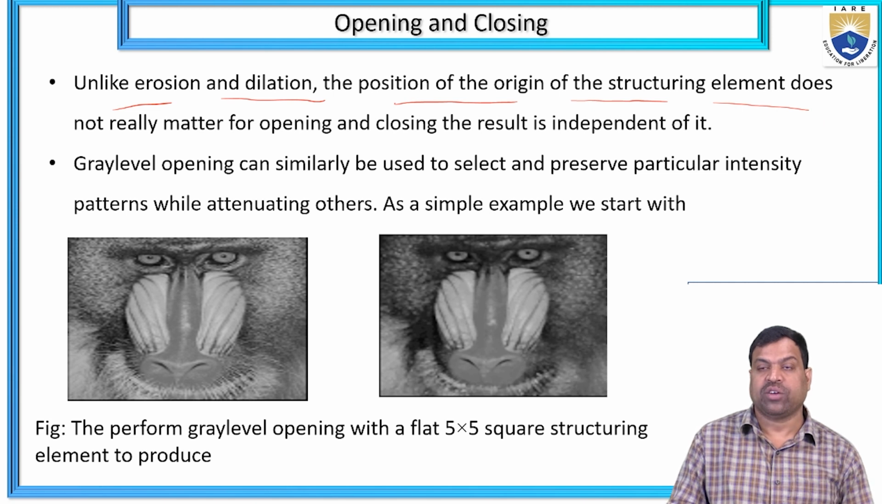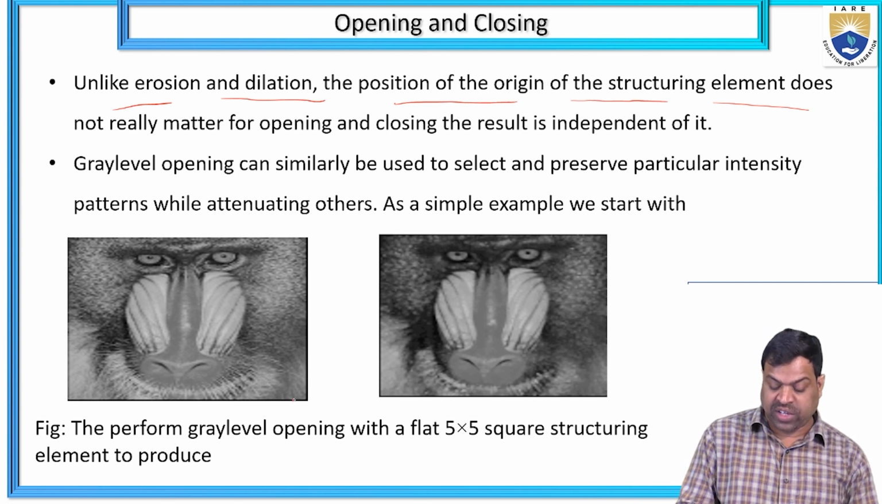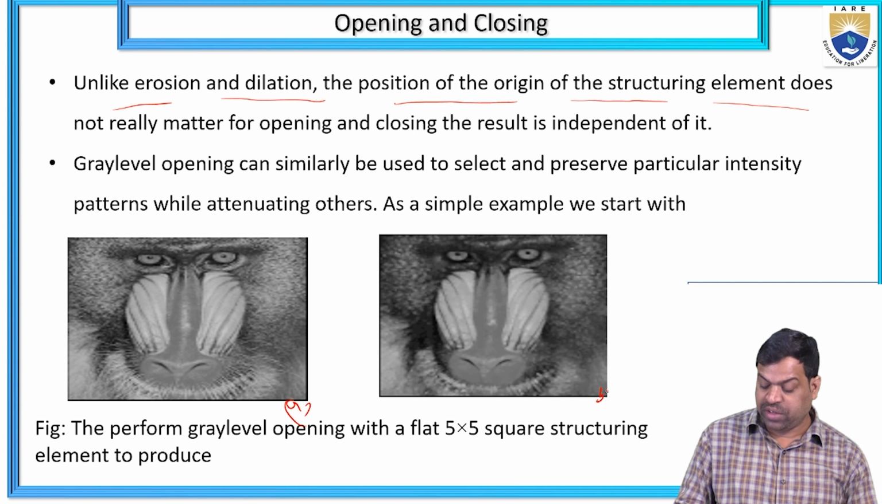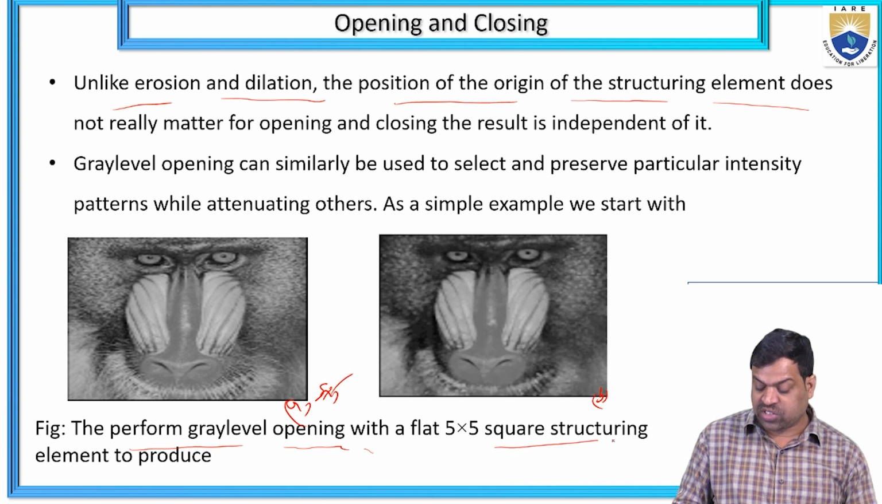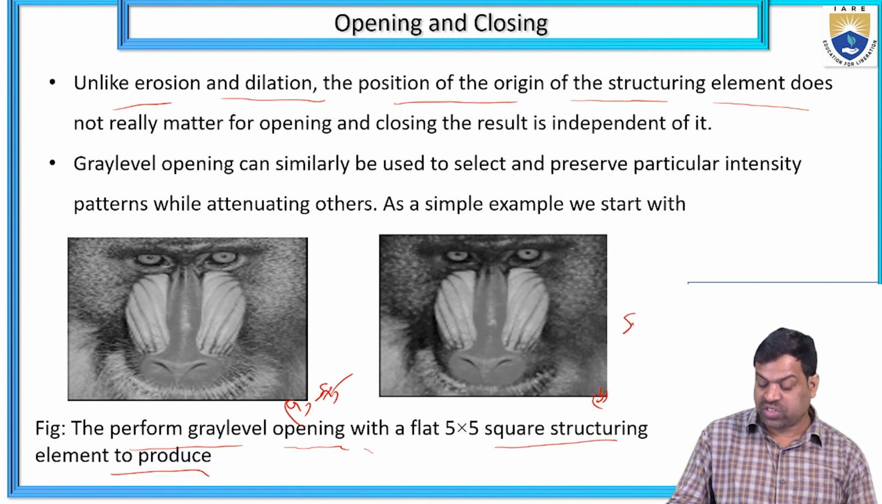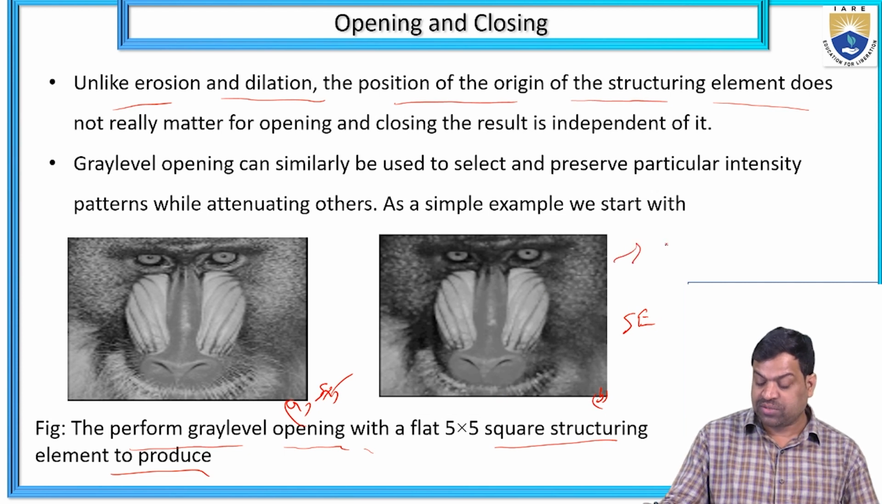Unlike erosion and dilation, the position of the origin of the structuring element does not really matter in opening and closing; the result is independent of it. Opening can be similarly used to select and preserve a particular intensity pattern while attenuating others. A simple example to start with: here figure A and figure B show the performance of gray opening with a 5 by 5 square structuring element. Here I am using a structuring element. So what is happening here?